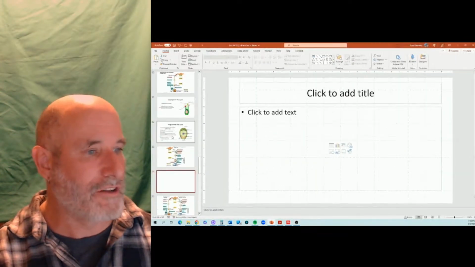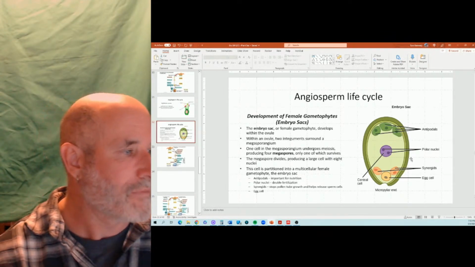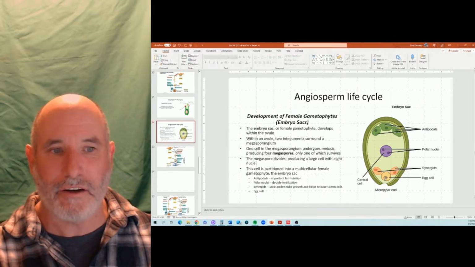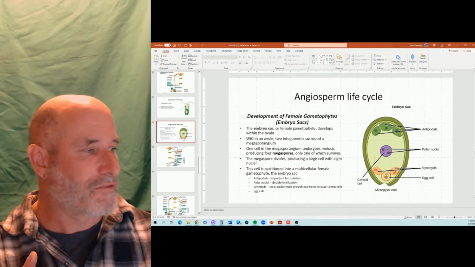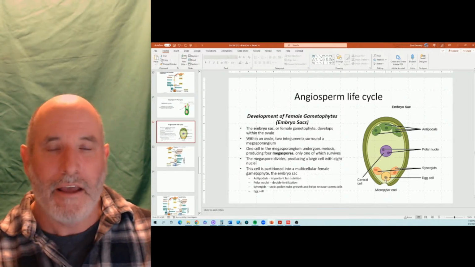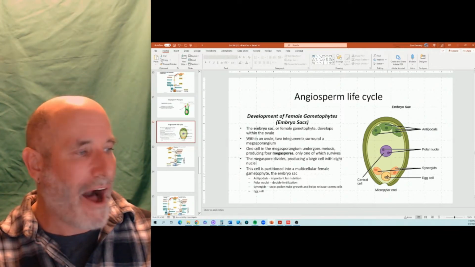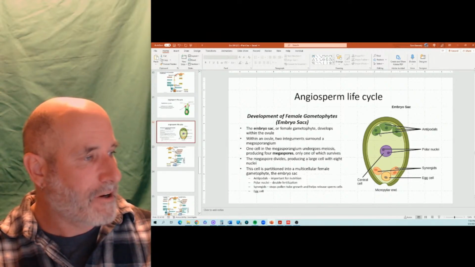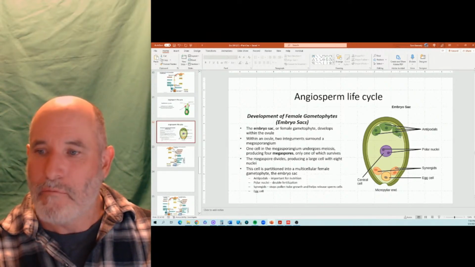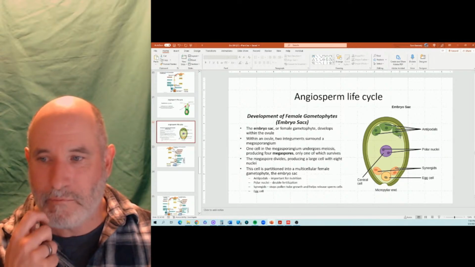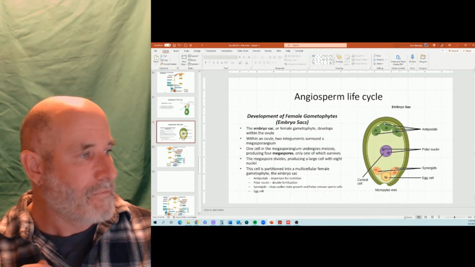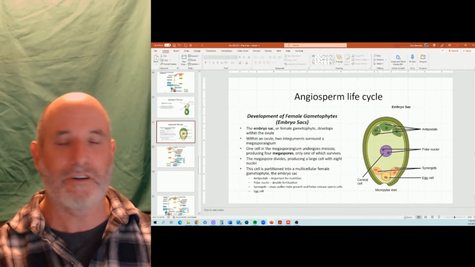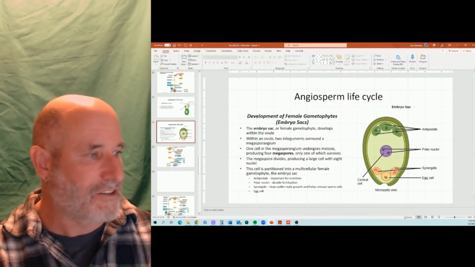So let me just show you this slide right here. Okay. So if you look at this micropyle down here, right? At that micropyle, this is where the egg is. All right. And this is at the bottom. This is the ovule. This will turn into the seed. And up here, these are the antipodal cells. Basically, what these antipodal cells are going to do is they're going to help nurse a growing embryo of the plant. That's their main role.